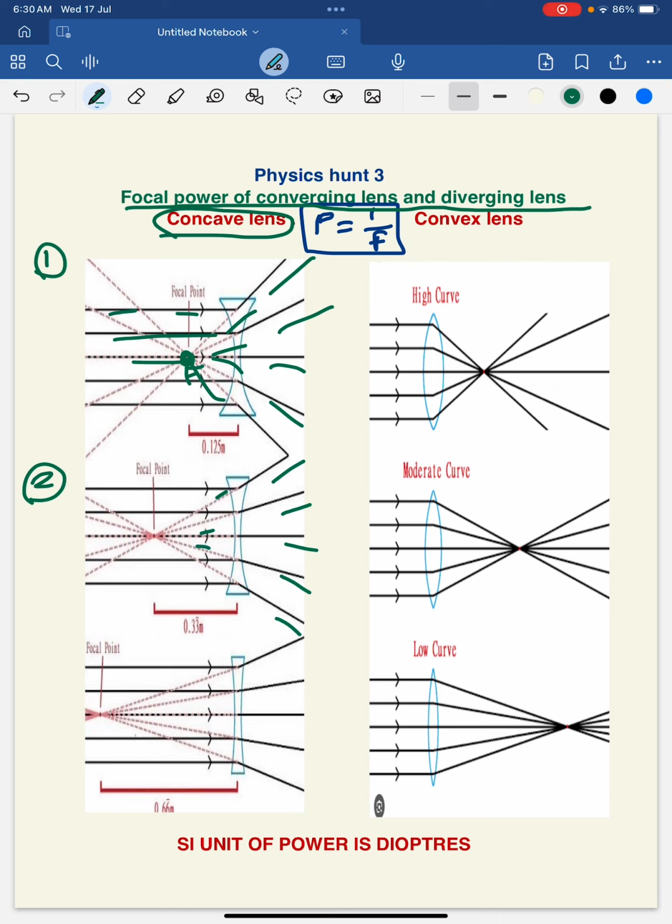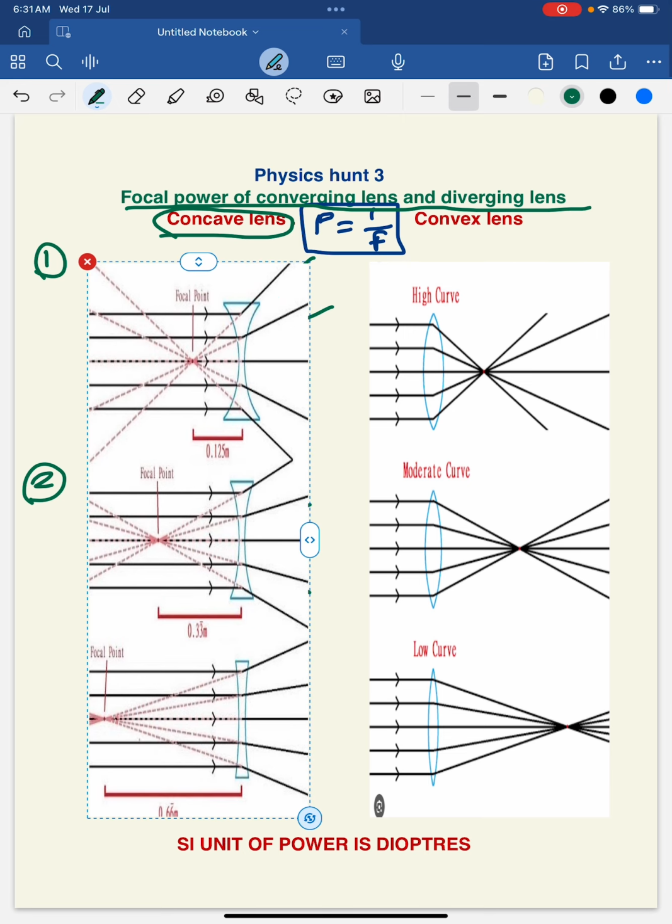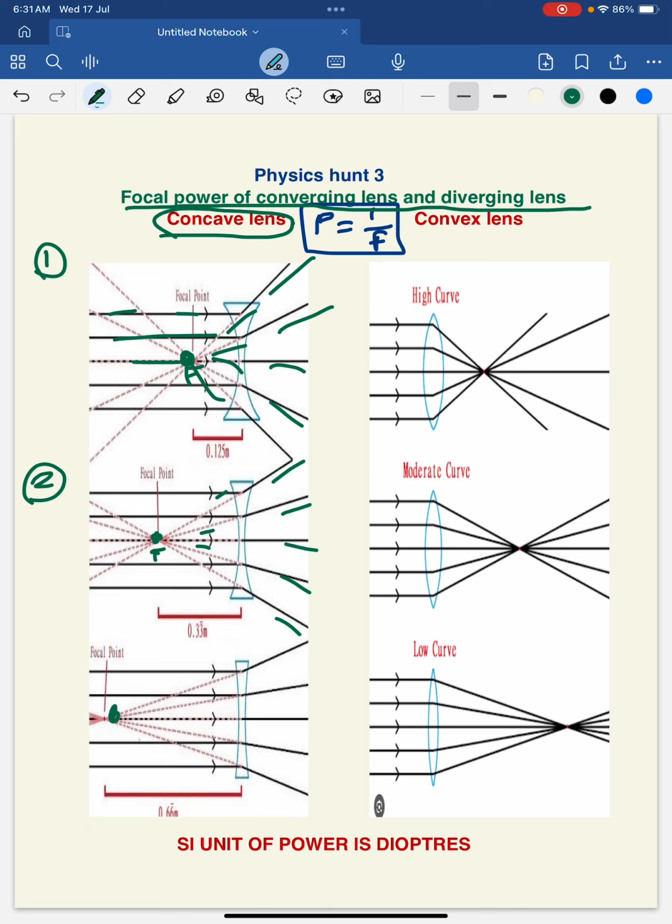the imaginary lines of the refracted rays are converging at this location. That is nothing but the focus. Similarly, in the third case also, this will be the focus. Correct or not? So this will be the focus.